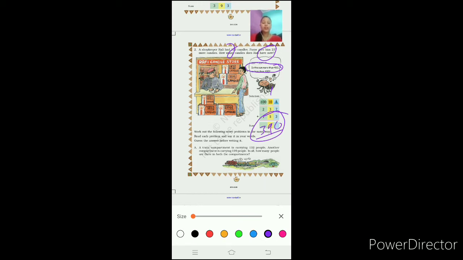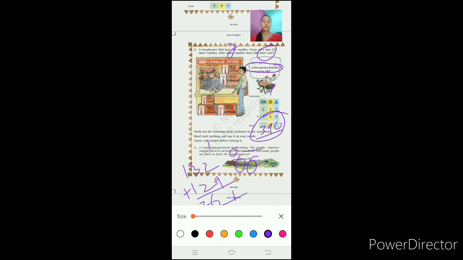Okay, now the next question which you have to do on your own is, a train compartment is carrying 132 people, another compartment is carrying 129 people. In all, how many people are there in both compartments? So in one compartment, suppose 132 people are there, and in another compartment 129 people are there. So the total number of people is simple, just add 132 and 129 and you get the answer. 9 plus 2 is 11, 1 carry 1, 3 plus 2 is 5 and 1 is 6, and 1 plus 1 is 2.